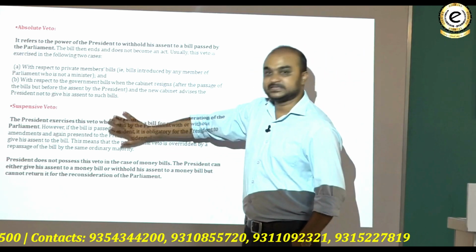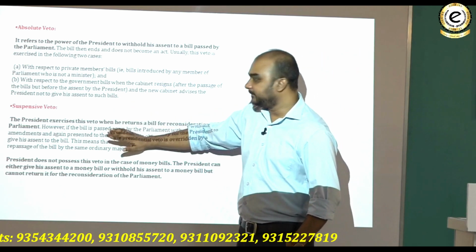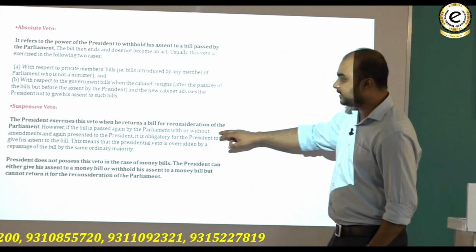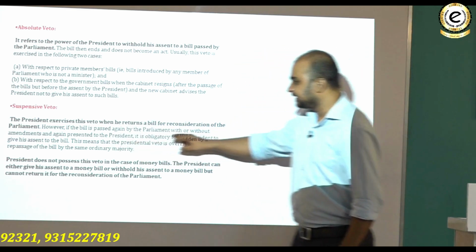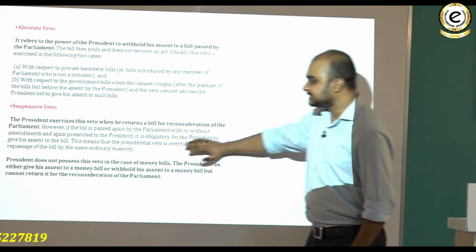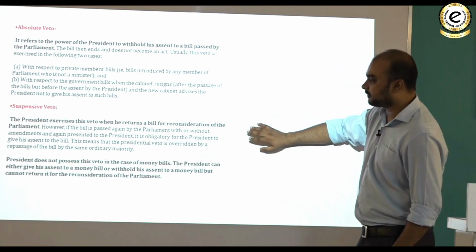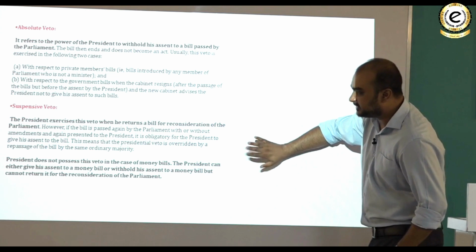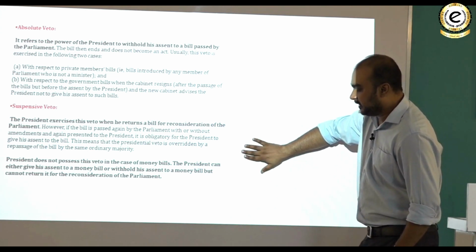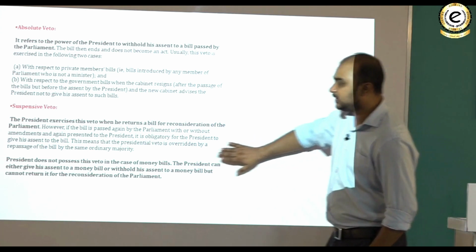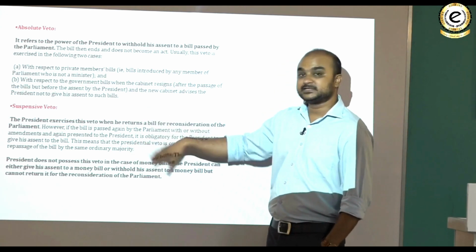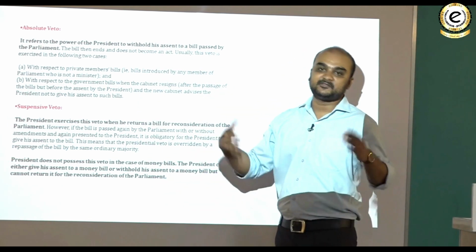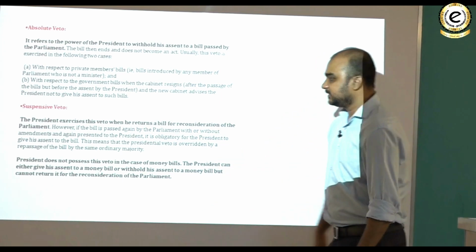Suspensive veto. This is not available with respect to money bill. The President exercises this veto when he returns the bill for reconsideration of the Parliament. However, if the bill is passed again by the Parliament with or without amendments and again presented to the President, it is obligatory for the President to give his assent to the bill. This means that the presidential veto is overridden by a repassage of the bill by simple ordinary majority. When it is by extraordinary majority, that is qualified veto, which is not available to the Indian President.